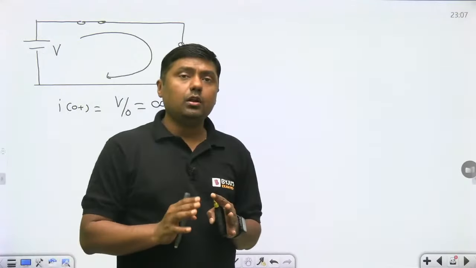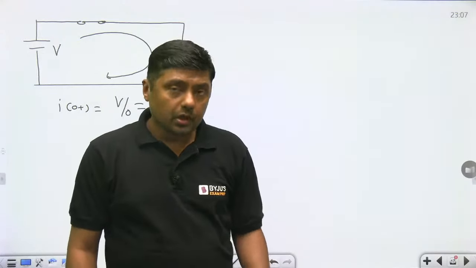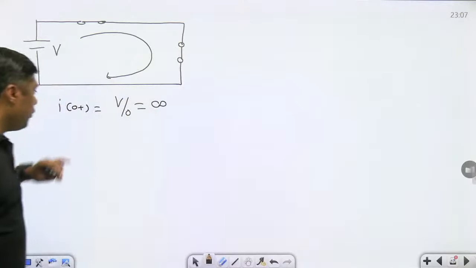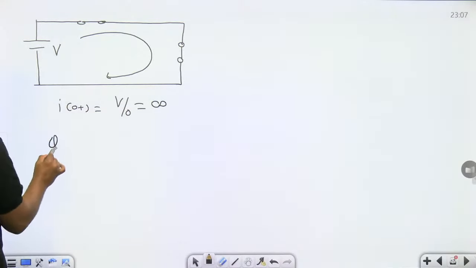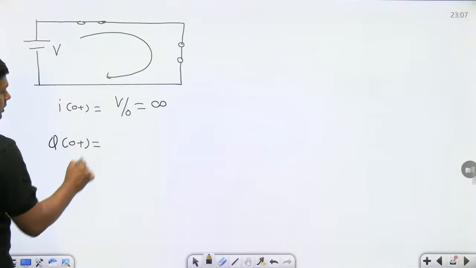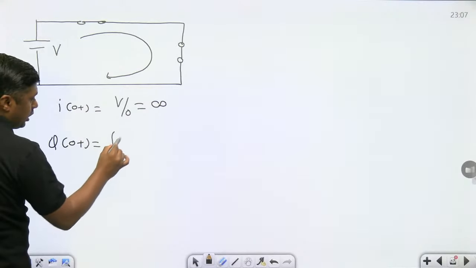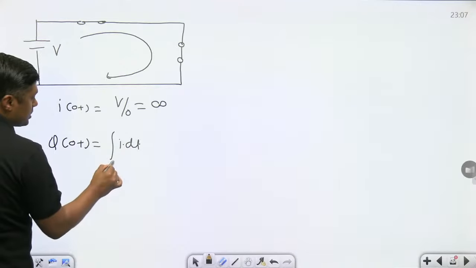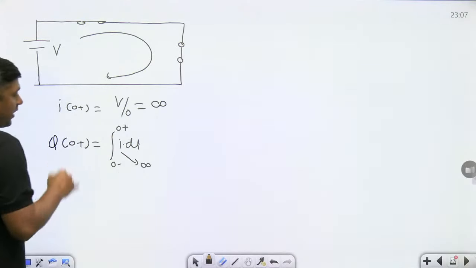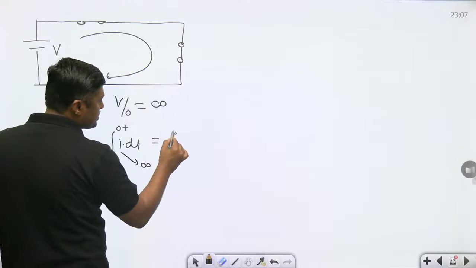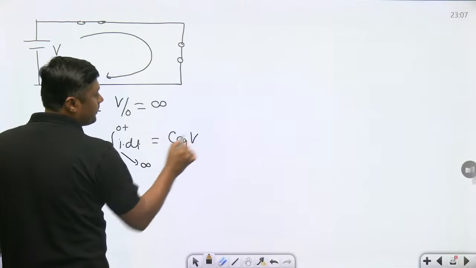Infinite current will flow. When infinite current, or impulsive current, flows, the capacitor will have a finite charge. So what is the charge? That is the integral of I dt from 0 negative to 0 positive, and this is infinite. And then the finite charge is given by C equivalent into V.